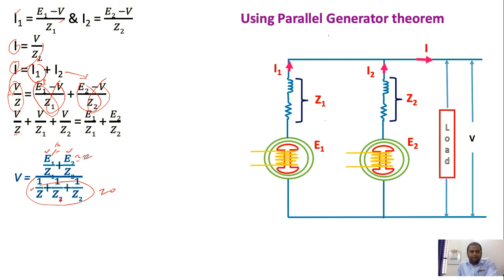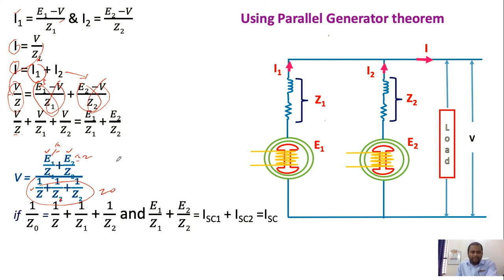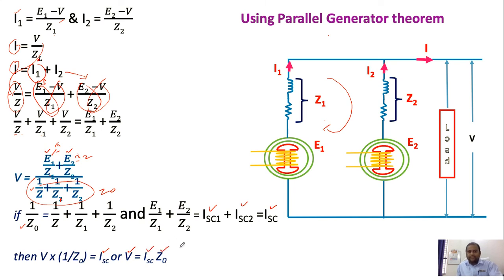So the summation of I1 plus I2 is again I0 because it is no load current, or you can call it ISC, because that current is the short circuit current between the two generators. So E1 by Z1 plus E2 by Z2 is ISC1 plus ISC2, which is nothing but the sum ISC. And as I said, Z0 is all these values. Then V by Z is nothing but the current ISC, which we have already found. And then V, the terminal voltage, is nothing but ISC into Z0. So this is the parallel generator theorem derivation.